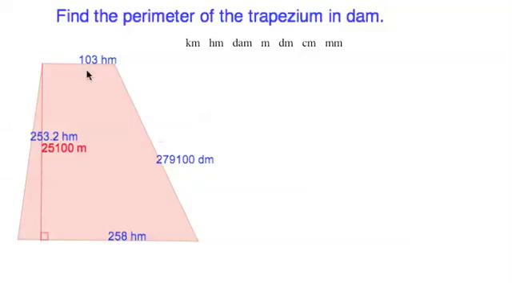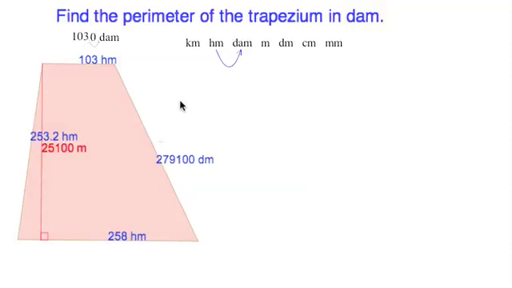I'm going to start up here with the 103 hectometers, and so I'm converting hectometers to decameters. That's one step on the diagram, like that. I'm going to write my 103, and then put my arrow right here and move it the one step, like that. We have a little empty space here, and we're going to fill that up with a 0. So we put the 0 and then decameters.